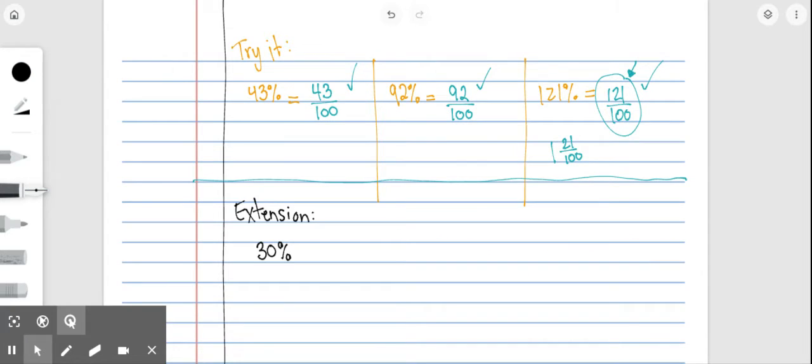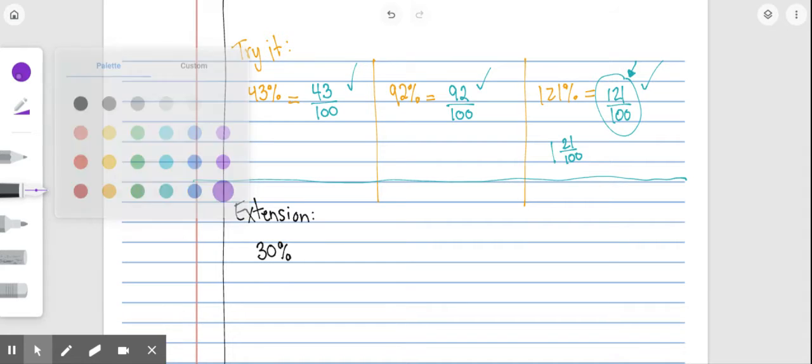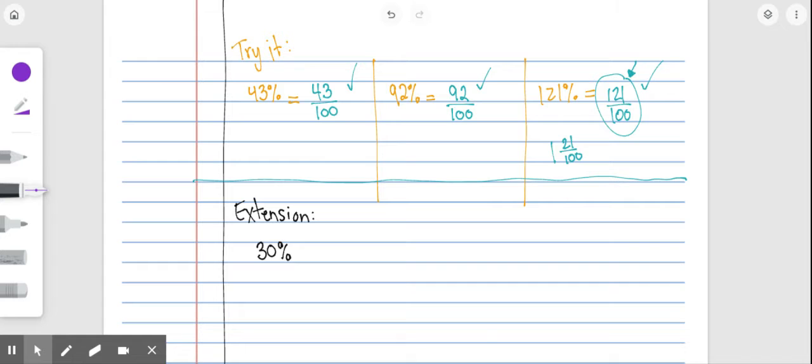Okay, so let's extend this. As an extension, we're going to start with 30%. So we're going to write this as a fraction. And we know that the first thing we do is we write it as 30 out of 100. But now that we know about writing equivalent fractions and equivalent ratios, because we learned about it earlier, we can rewrite this with smaller numbers. Because 30 out of 100, those are big numbers, right? So let's reduce the fraction.